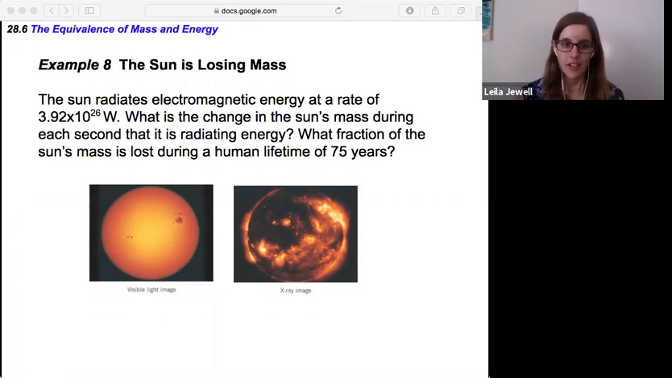Interesting. So we're going to first note this rate, right? 3.92 times 10 to the 26 watts. The watts is an important clue. What does that tell us? Well, remember, watts are units of power, of energy over time. So this is telling us the energy per second. So we're already in really good shape because we're trying to find the change in the sun's mass per second. We know the energy per second, so we just need to convert that energy into mass. That's where our E equals mc squared is going to come into play.